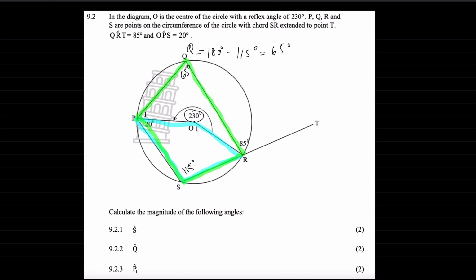Okay, the last one, P1. Now to solve P1, what we need to do is focus on this exterior angle right here. R is actually the exterior angle of a cyclic quad. And there's a theorem that goes along with that. The theorem is that the exterior angle of a cyclic quad is equal to the interior opposite angle. So P1 plus 20 degrees is equal to 85. That means P1 is equal to 65 degrees.